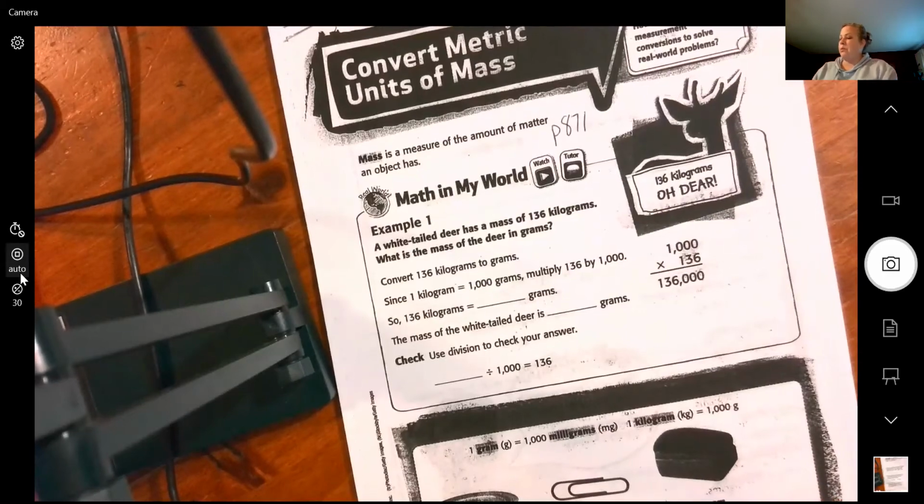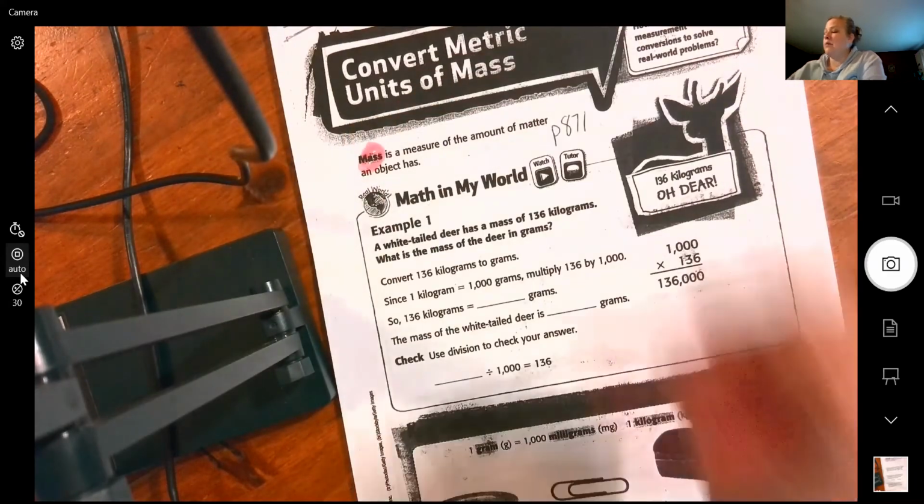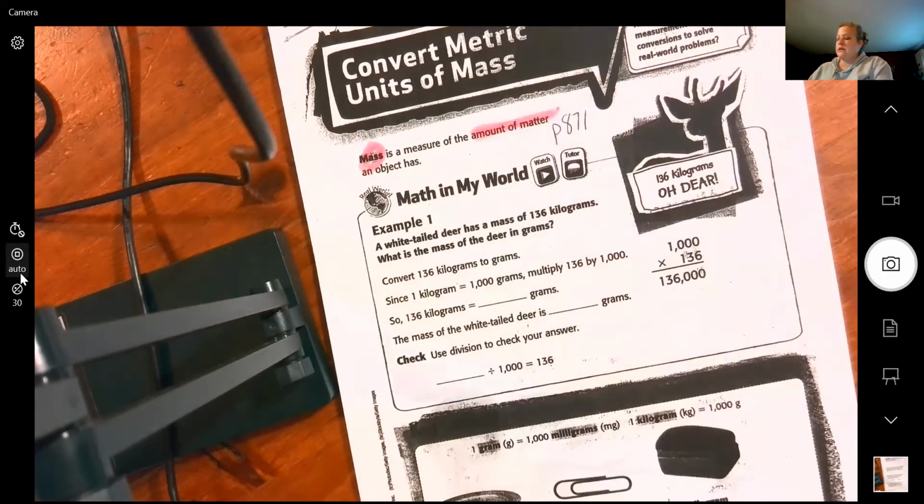In your book and rip them out all at once. So we're still measuring mass. Mass is the amount of matter, our science definition.